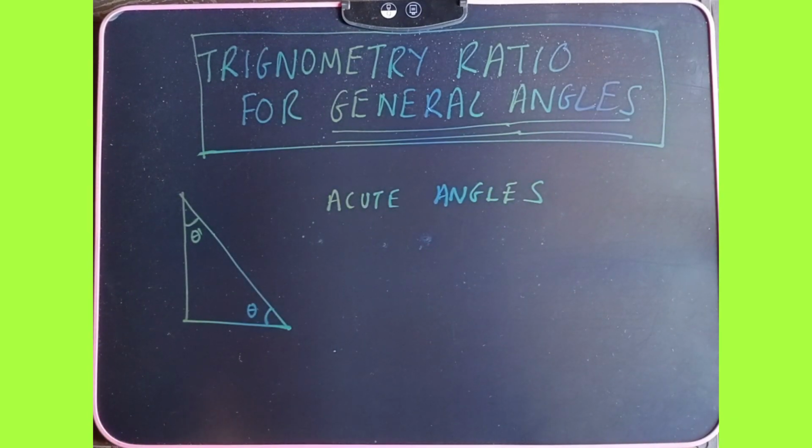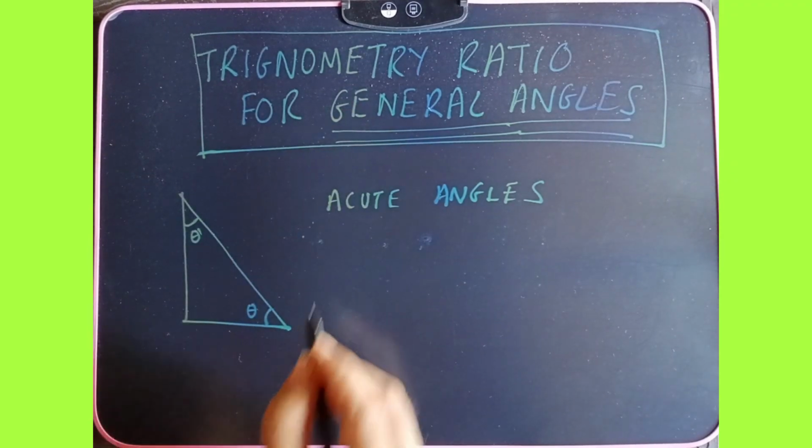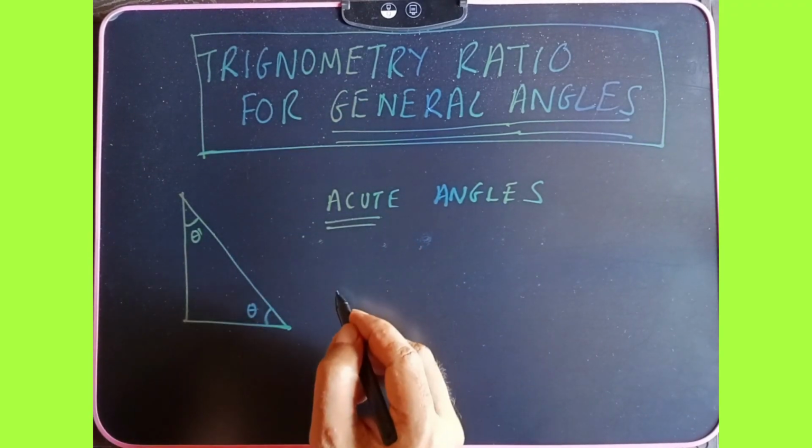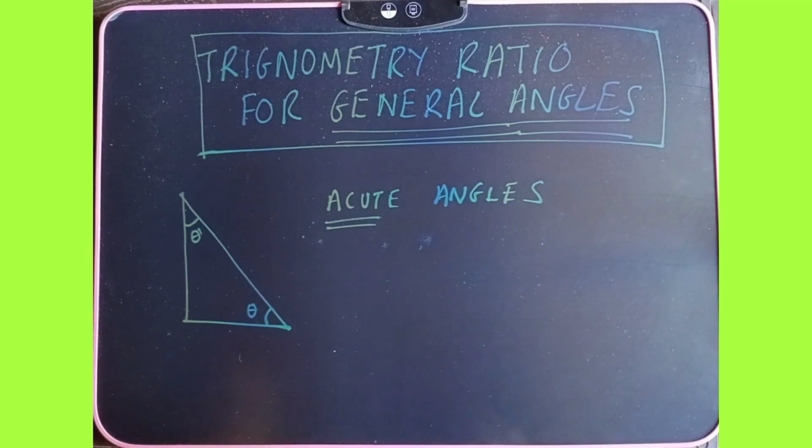Okay. So as you know, trigonometry is not limited to acute angles. We can consider any other angle as well. So we're going to study it. We are going to see how we can derive those ratios as well. So I'm going to wipe this out.